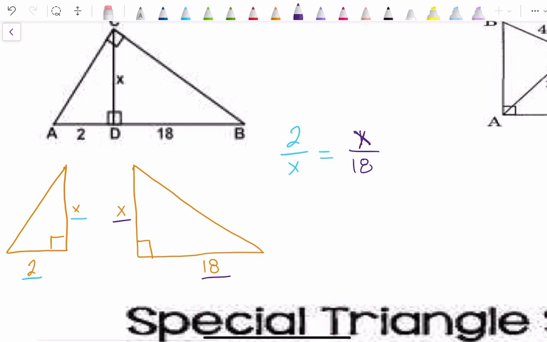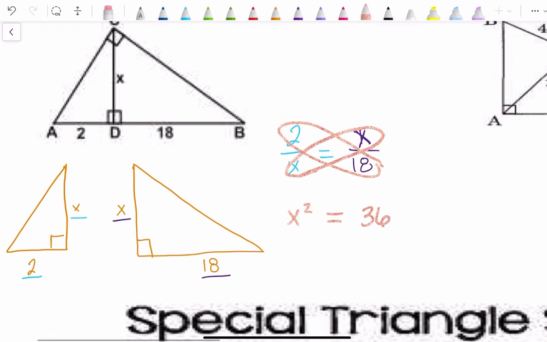And then again, I cross multiply, make that butterfly, x times x is x squared, 2 times 18 is 36. Equals goes in between. Equals always goes in between. That's probably one of the most common mistakes people make. They like don't put the equals anywhere. Equals in the middle. Then I can square root both sides, and I get x equals 6.